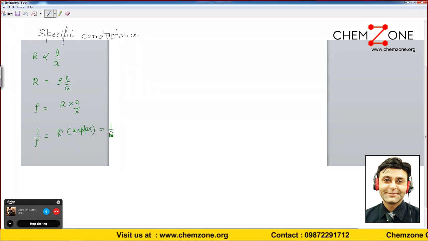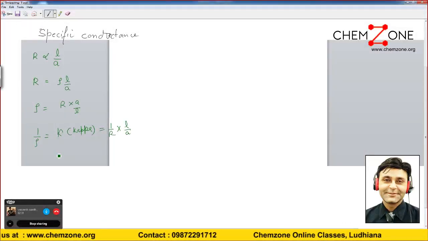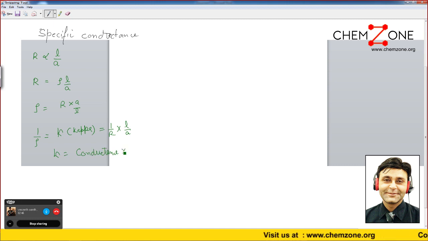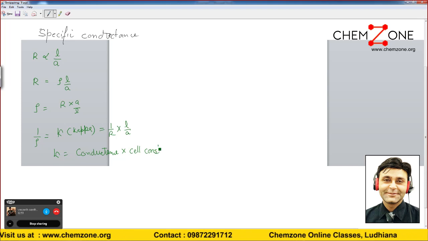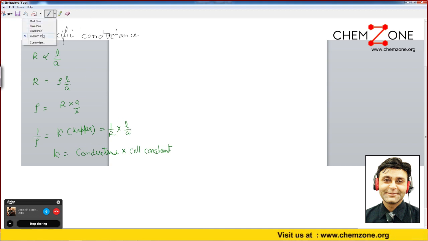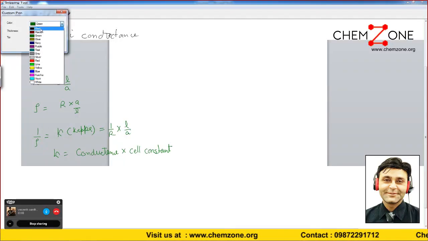Kappa is equal to 1 upon R into L upon A, the inverse of the resistivity. So kappa is equal to conductance, because 1 upon R is called the conductance, and L upon A is called the cell constant. This is the specific conductance. This is just a mathematical formula that we have derived, and now I'll tell you its physical meaning.